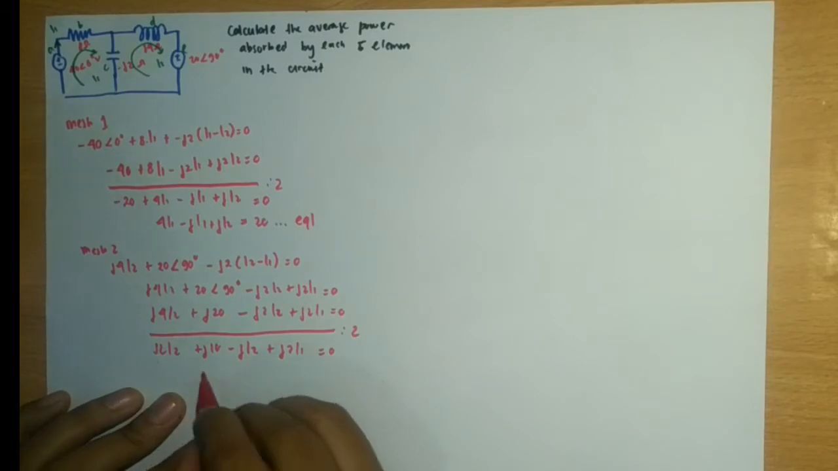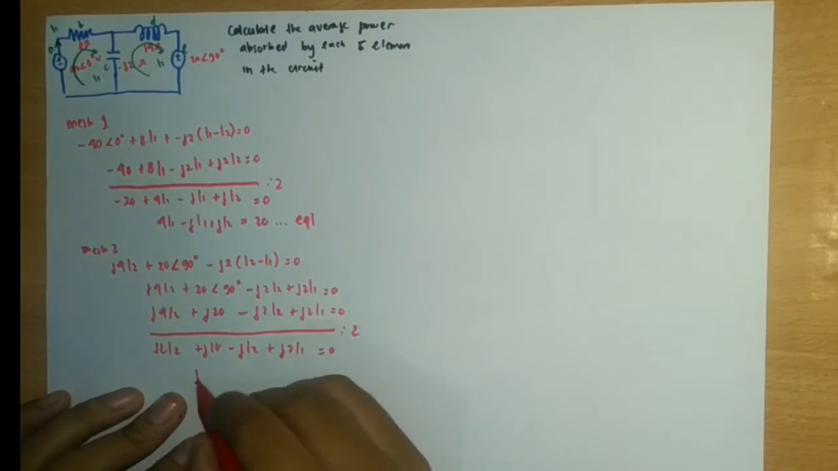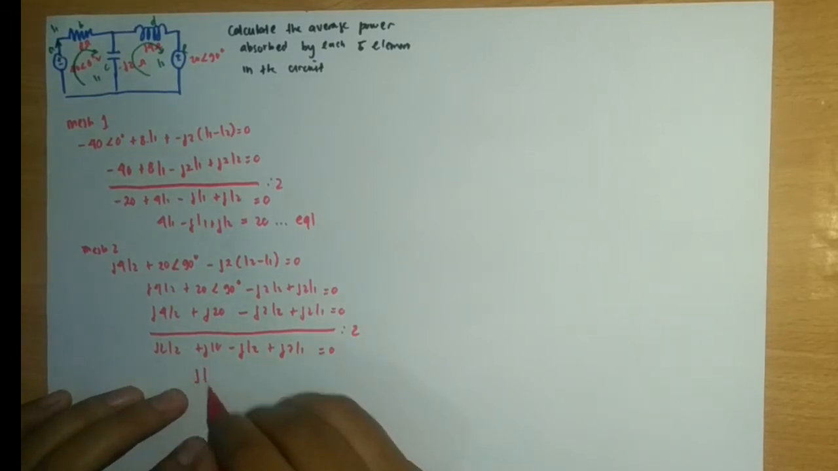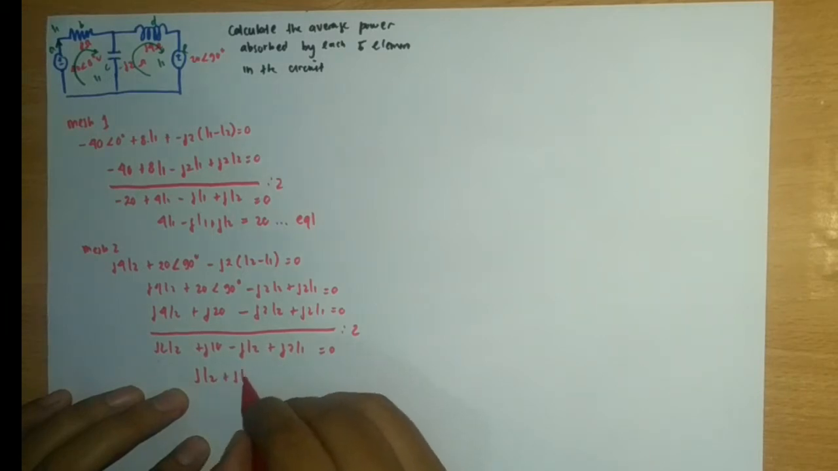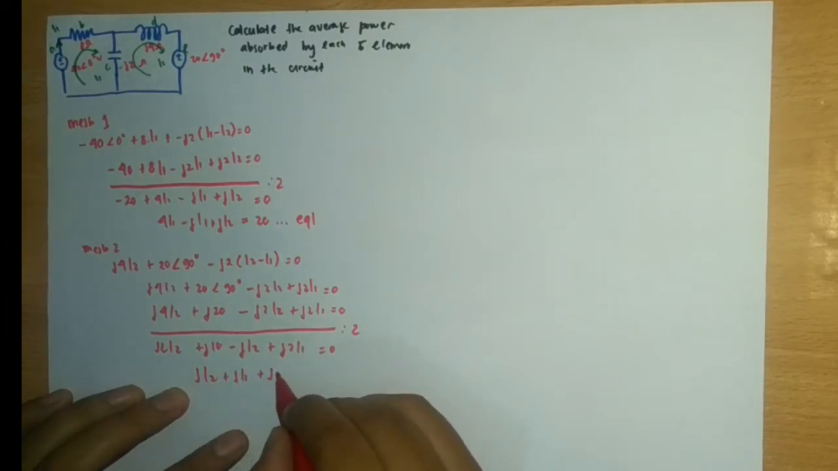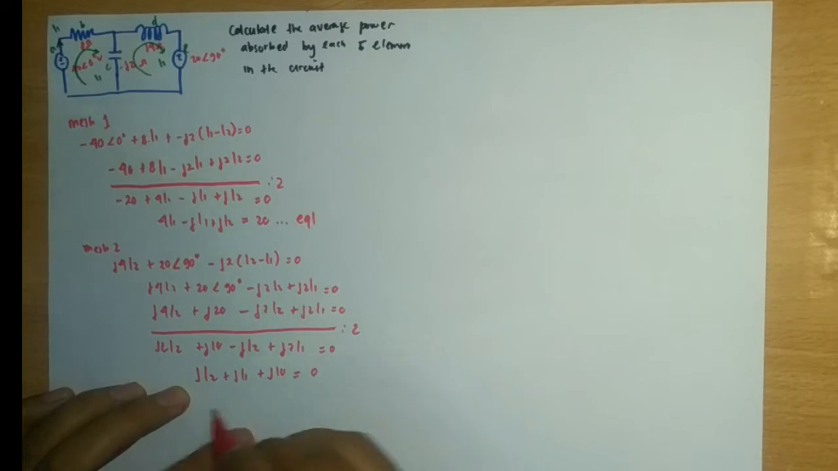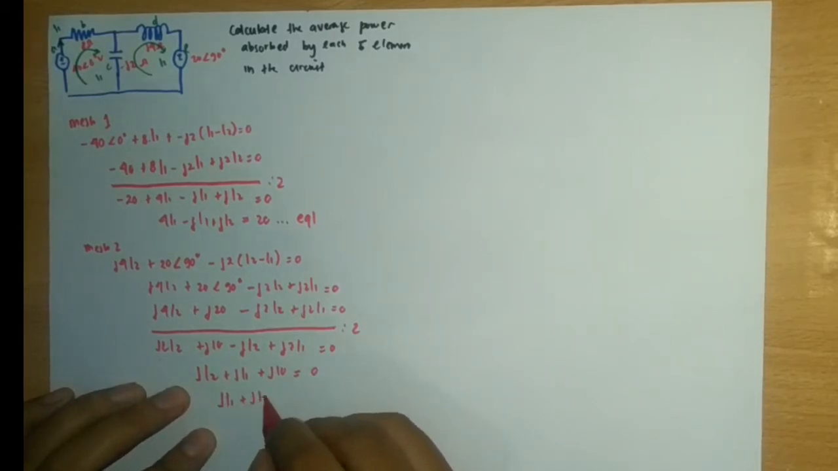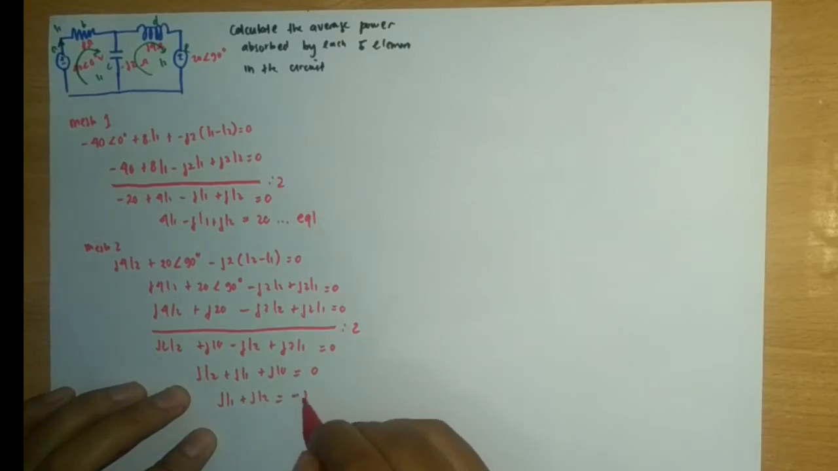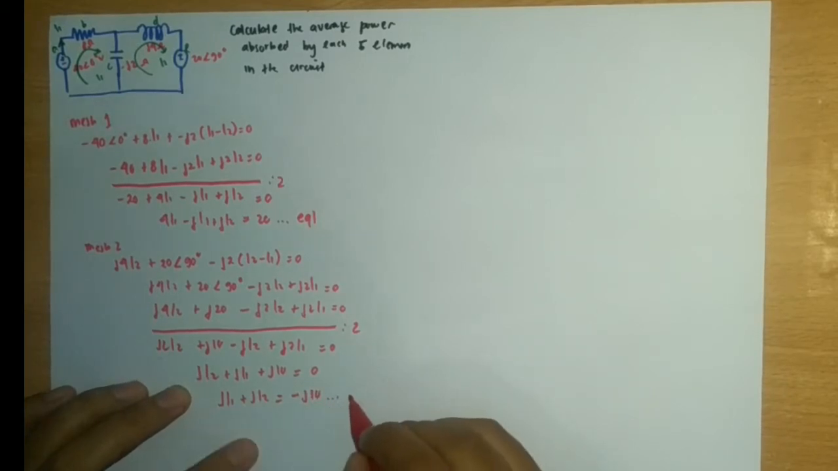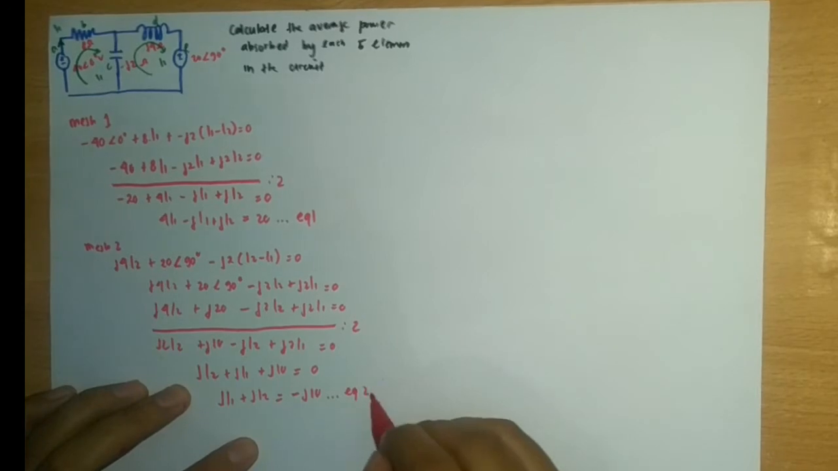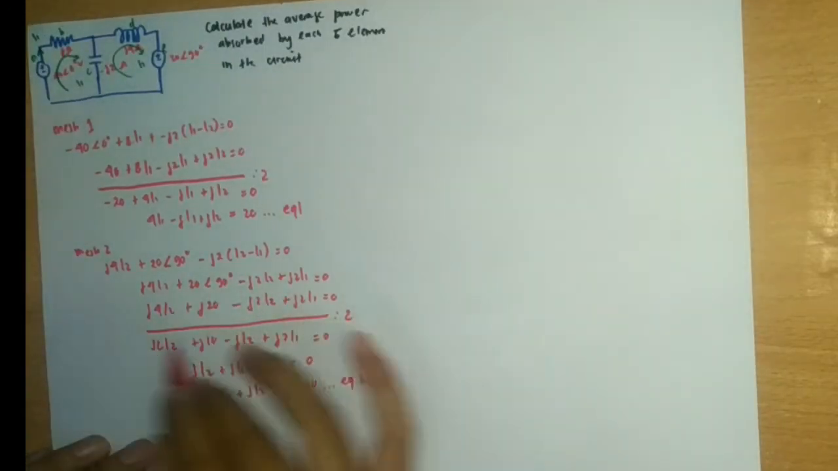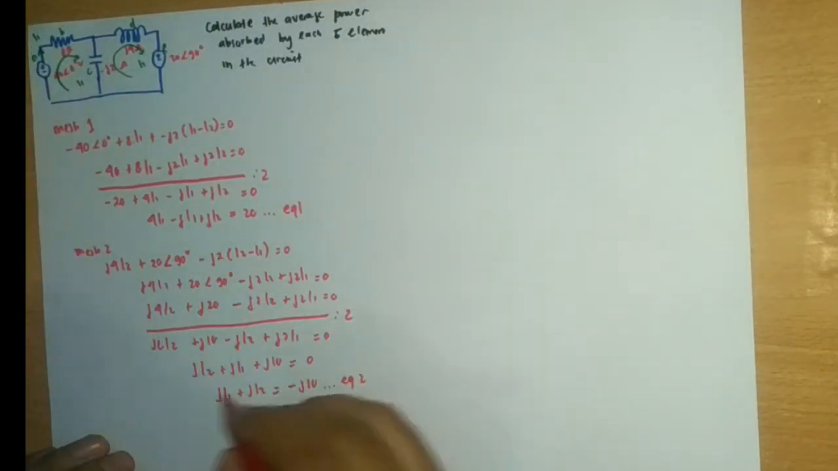And we got j2 I2 plus j10 minus jI2 plus jI1, and we got jI2 plus jI1 plus j10 is equal to 0. We got jI1 plus jI2 is equal to minus j10. It is equation 2. And we take the elimination to get the I1 and I2.